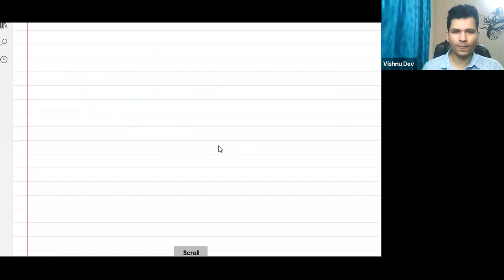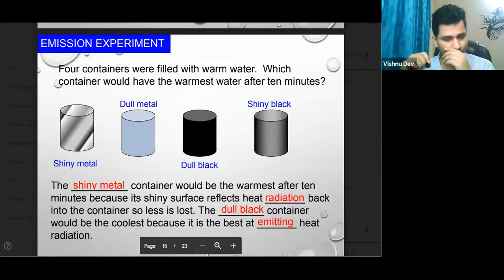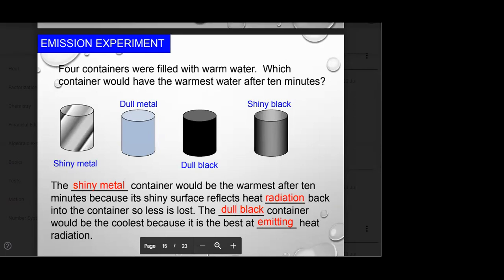So now let us think. How many of you were asked not to wear black clothes during the summer season? Anyone? Sir, this is because black color attracts sunlight. White color reflects. Black color absorbs. Correct.